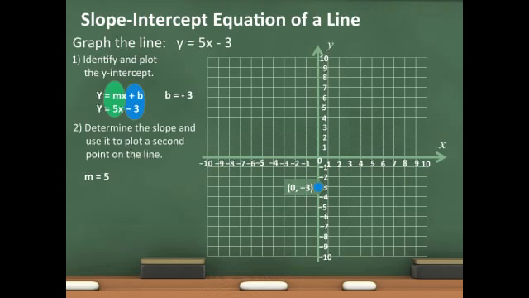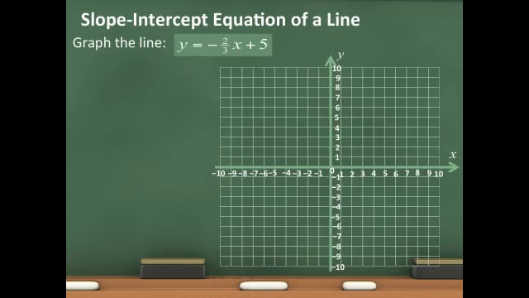The slope of the line is m equals 5. 5 can be written in ratio form as 5 over 1. For every 5 units that the line rises, it will also go to the right 1 unit. Apply the slope 5 over 1 to the point (0, -3). This gives us a second point at (1, 2). Finish the graph by drawing a line through the 2 points.